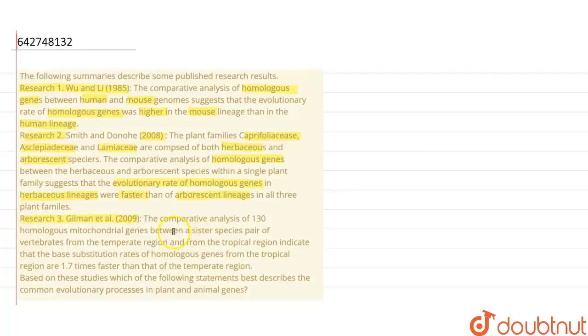In 2009 said that the comparative analysis of 130 homologous mitochondrial genes between a sister species pair of vertebrates from the temperate region and from the tropical region indicates that the base substitution rates of homologous genes from the tropical region are 1.7 times faster than that of the temperate region. Based on these studies, which of the following statements best describes the common evolutionary process in plants and animal genes?